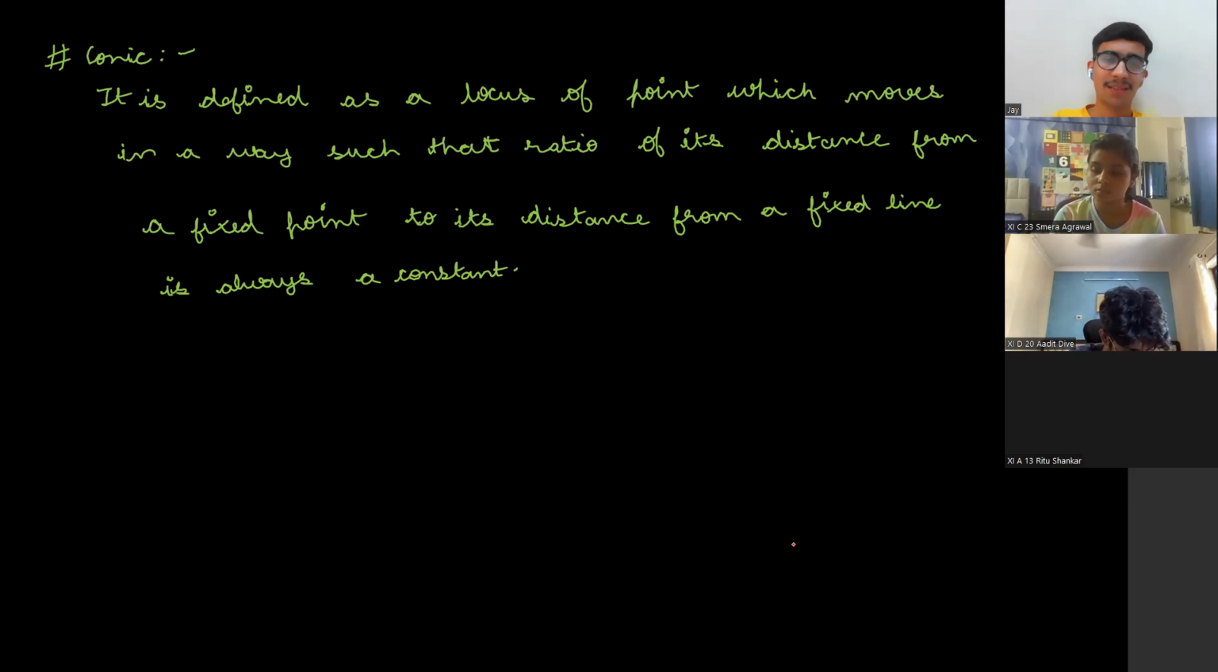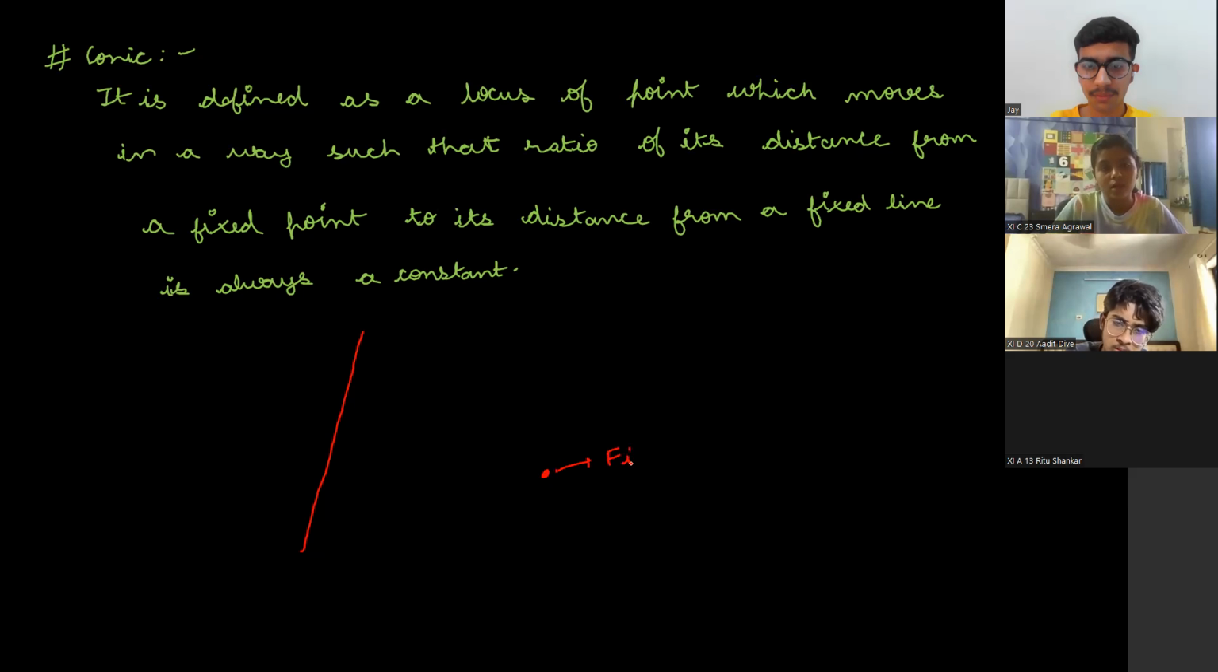सर अब आपने इतना सारा लिखवा तो दिया बट समझ कुछ अच्छे से आया नहीं. So basically क्या होता है देखो, we have a line and we have a point, a fixed point. So this is my fixed point, and this is my fixed line.